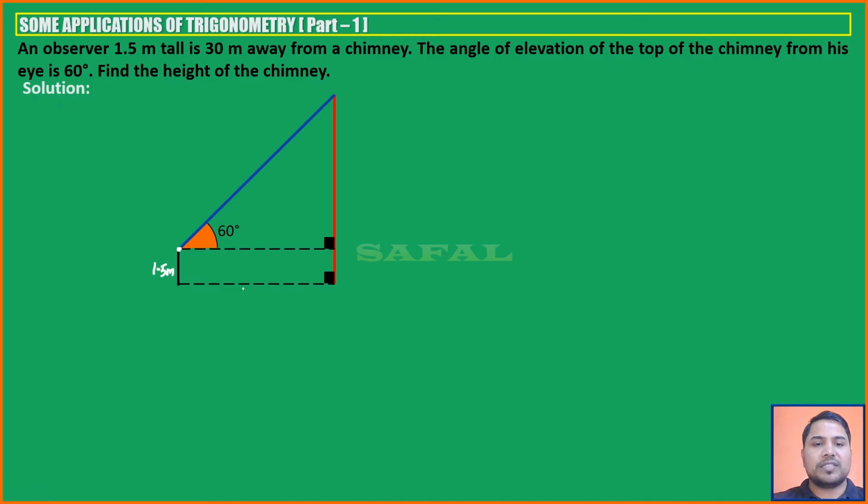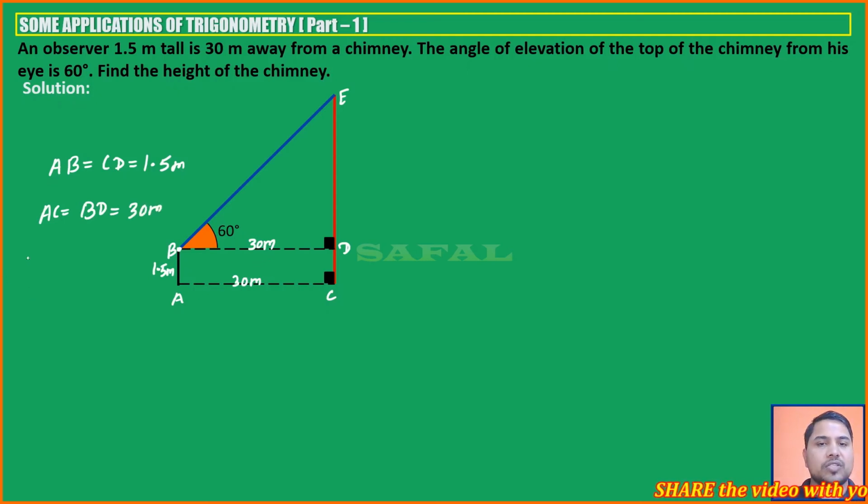And the observer is at a distance of 30 meter. That means this distance is 30, so this will also be 30. What they are asking is the height of the chimney. So let me name it. Here I am giving A, B, C, D, and let's say E. Of course AB will be the same as CD, so both will be 1.5 meter. And again AC is the same as BD, that is also 30 meter. AC equals BD.